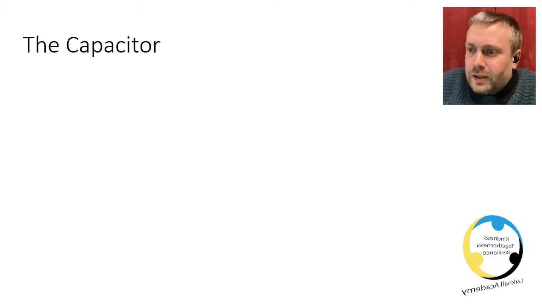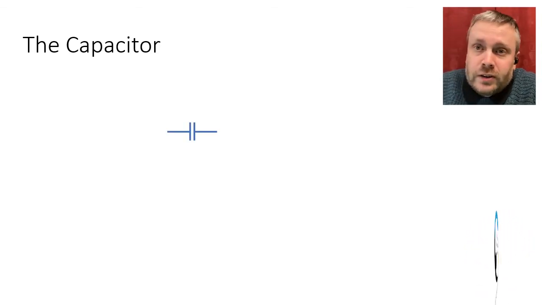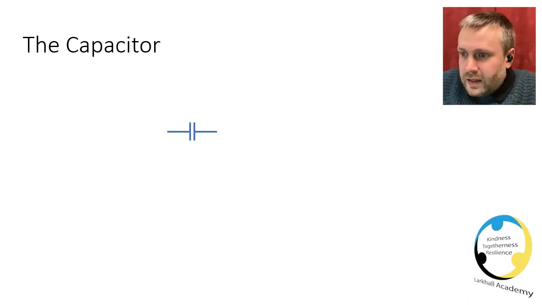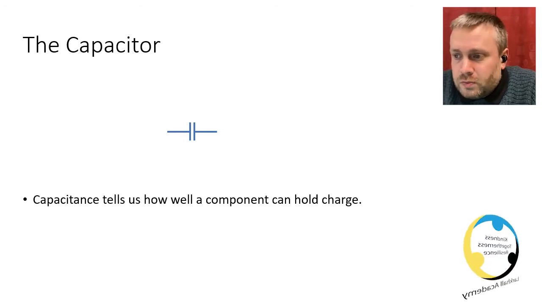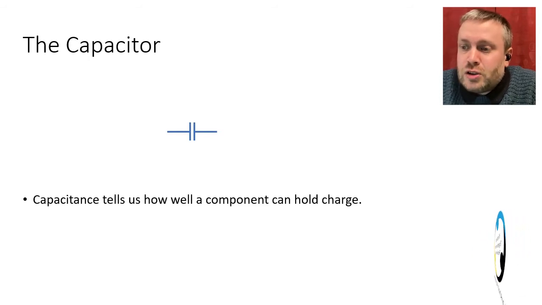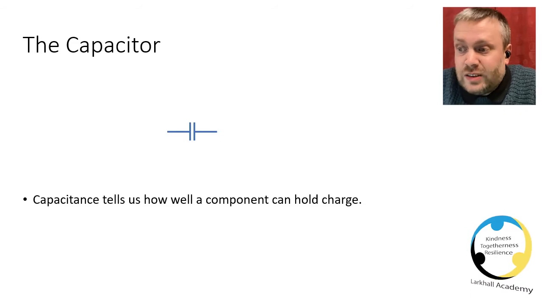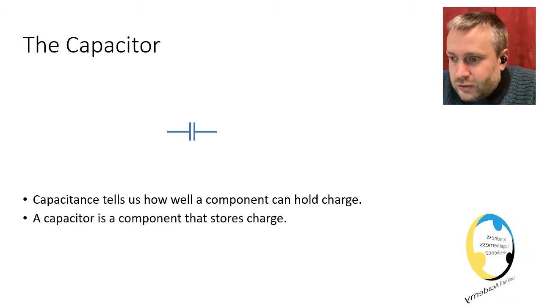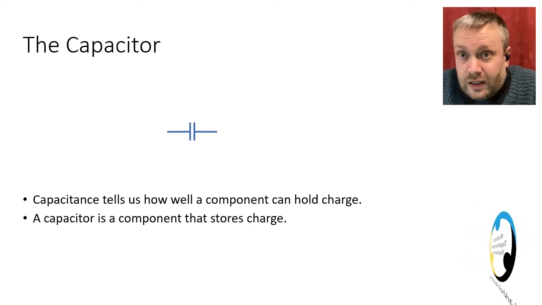So the capacitor, this is the symbol for a component called a capacitor. The capacitor is a very useful device. Capacitance, first of all, tells us just how well a component can hold charge, or how much charge, essentially, a component is able to hold. So that leads us on to a capacitor. A capacitor, therefore, becomes a component which can store charge.